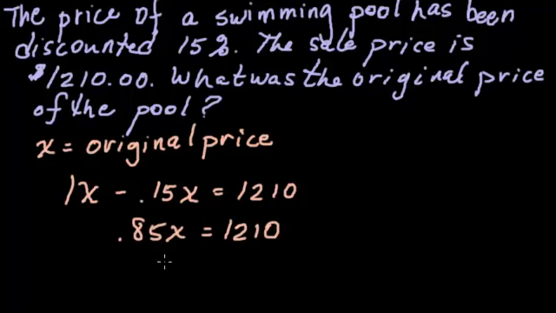In order to solve this, I'll divide both sides by 0.85, and I plug that into my handy-dandy calculator because I don't want to do this one in my head. And when I plug that into my calculator, I do 1210 divided by 0.85, and I would get $1,423.53.